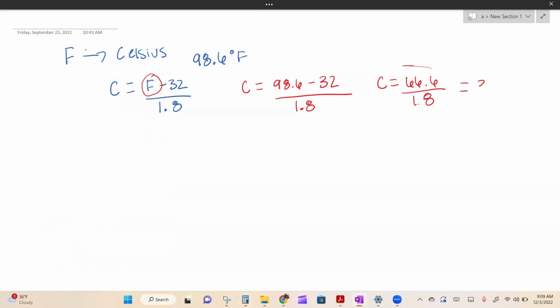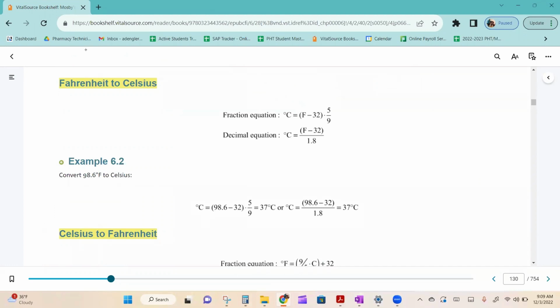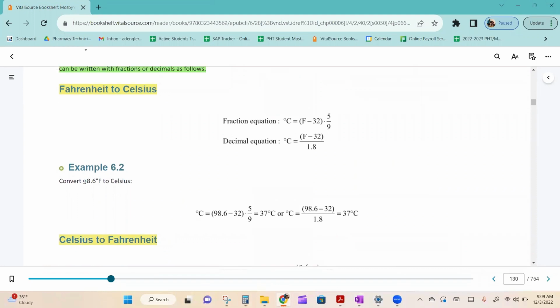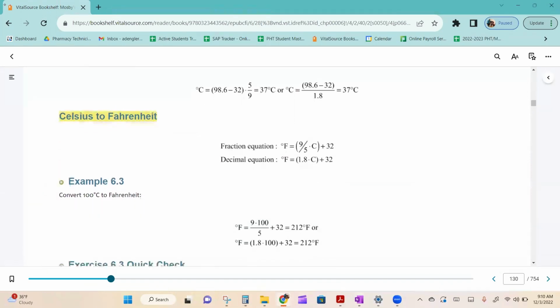And I get the answer of 37 degrees Celsius, which is the answer. All right. Now we're going to go from Celsius to Fahrenheit, and we're going to convert 100 degrees Celsius to Fahrenheit.